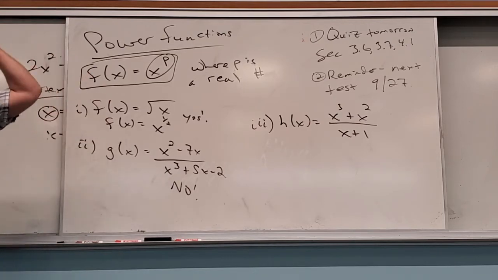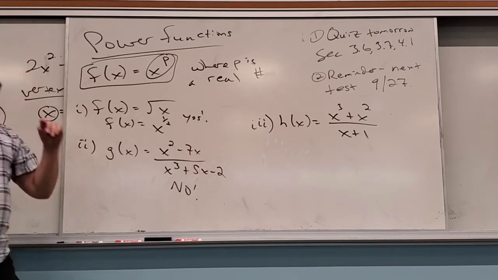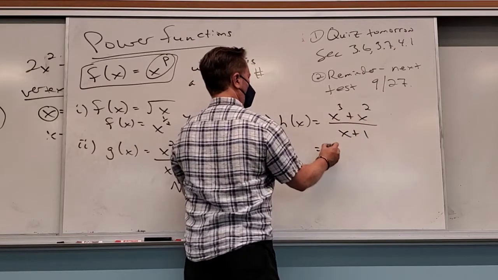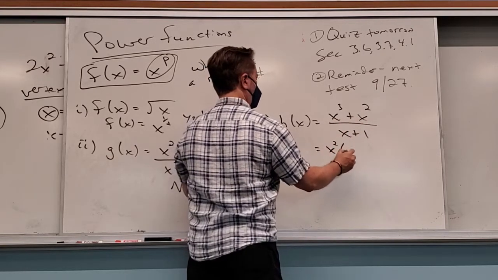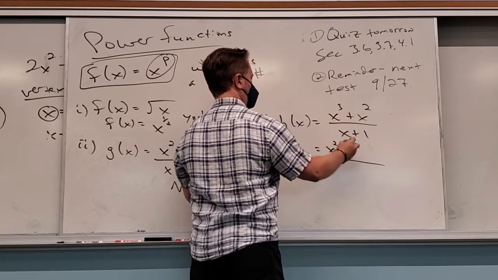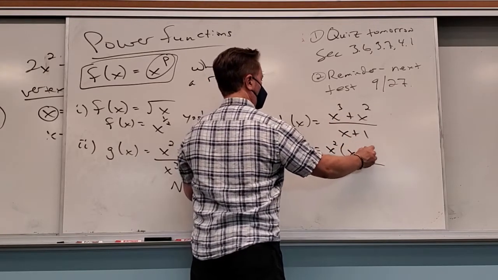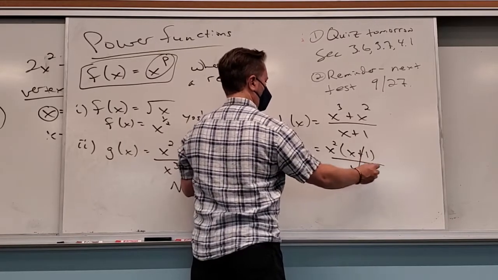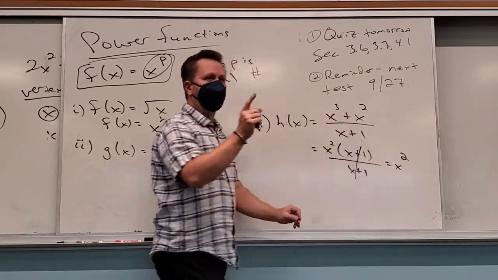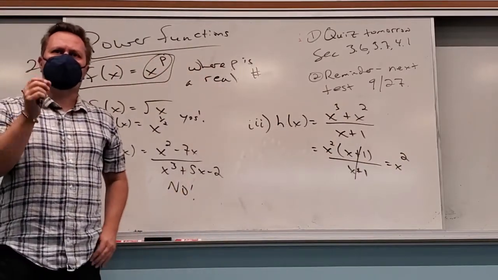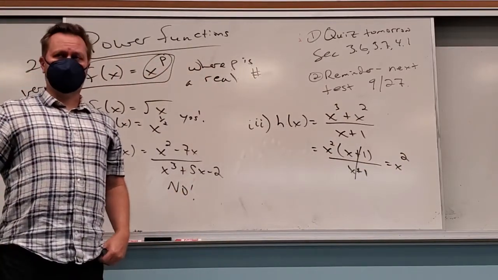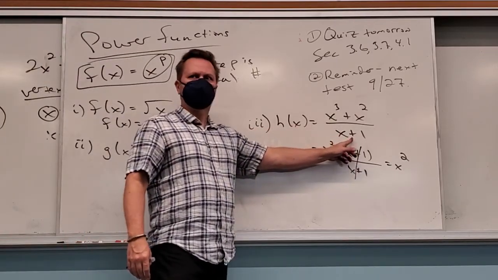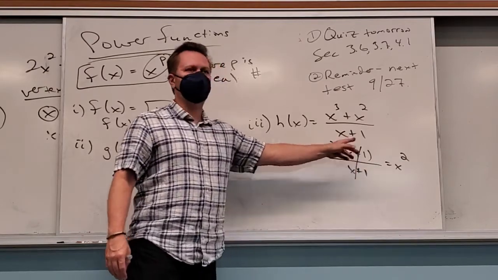Do you guys see how you can simplify that? Anybody? What can you do to the top? Take out a what? X squared. What are you left with? X plus 1. So what happens? Now, real quick, what x value are you still not allowed to use? This is a domain question. What x value am I not allowed to use from the beginning? -1. So it's a power function, but it doesn't work at -1.